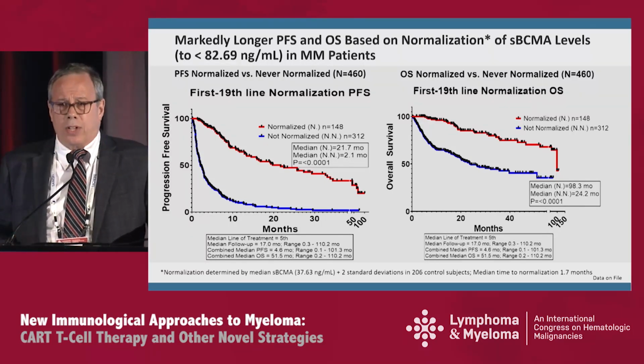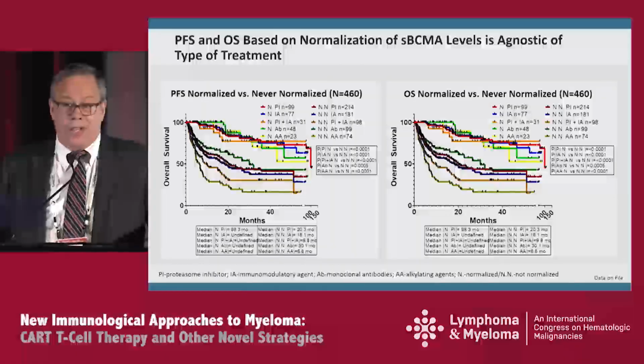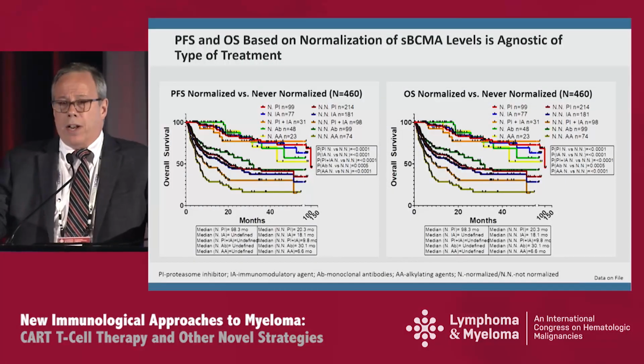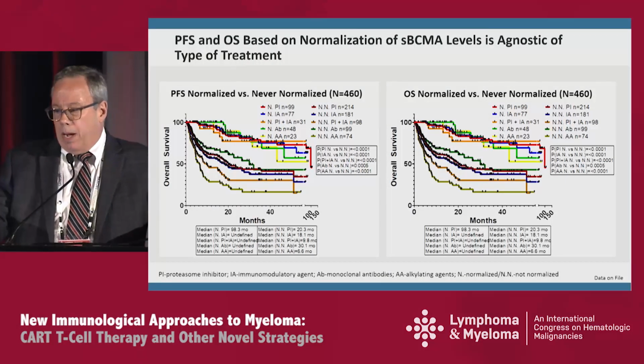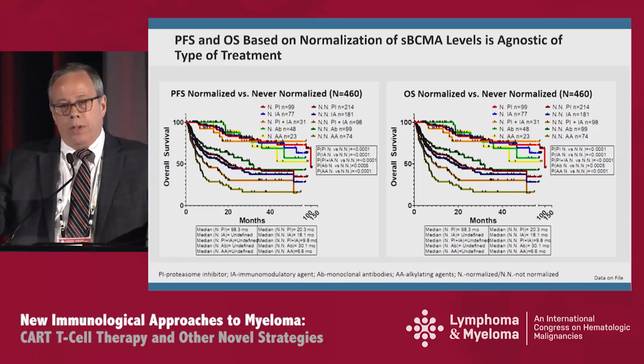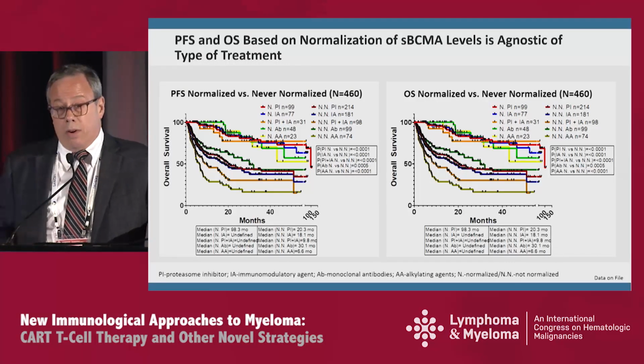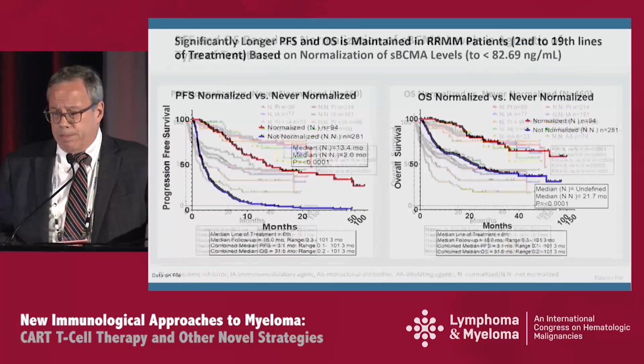So is this actually agnostic to treatment? It is indeed. So these patients are divided by whether they were on PIs, immunomodulatory agents, both, antibodies or alkylators. In all of these subgroups, the normalization of BCMA predicts a much better PFS, on the left-hand side, than if you don't normalize, and on the right-hand side, overall survival. So it appears to be agnostic to treatment.